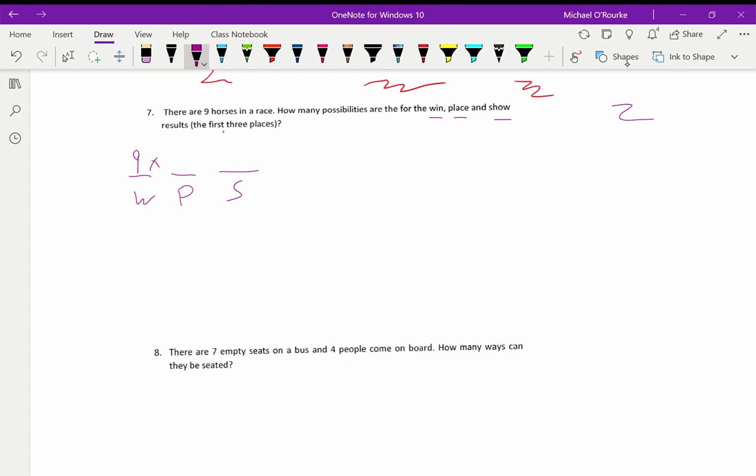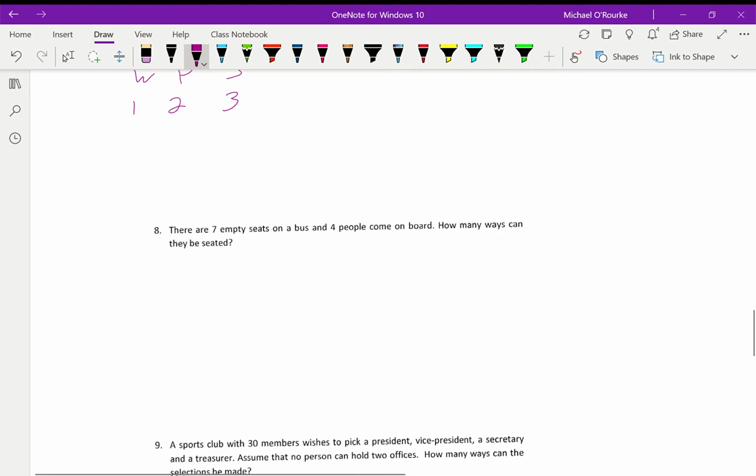Then after a horse wins, how many options do we have to place second? We have 8 options. And then we have 7 options. Now, another way to think about this is, first of all, order matters. So we're using permutations. How many options do we have? We have 9 options. Then, how many places do we want? We want 3. And both of those are going to equal... 9P3, 504 options altogether. So in a race with 9 horses, there are 504 different ways they can place first, second, and third.